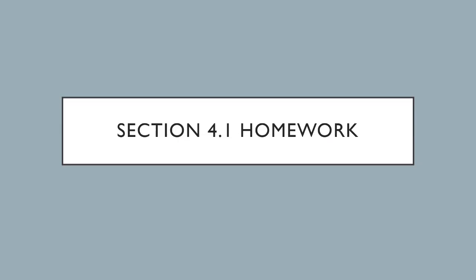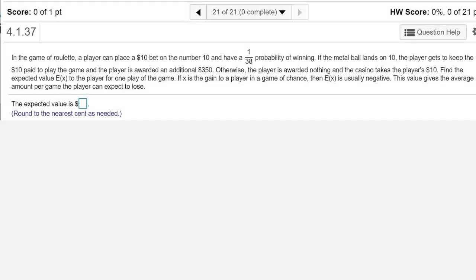Okay, so we're looking at homework from section 4.1. This is question number 21. In the game of roulette, a player can place a $10 bet on the number 10 and have a 1 in 38 probability of winning. If the metal ball lands on 10, the player gets to keep the $10 paid to play the game, and the player is awarded an additional $350. Otherwise, the player is awarded nothing, and the casino takes the player's $10. Find the expected value, E of x, to the player for one play of the game.